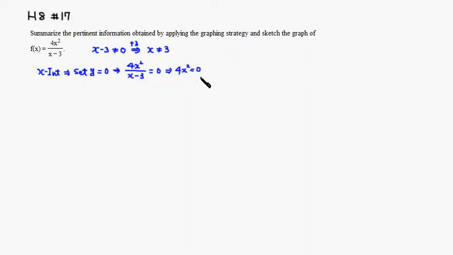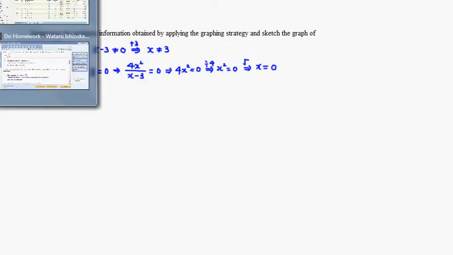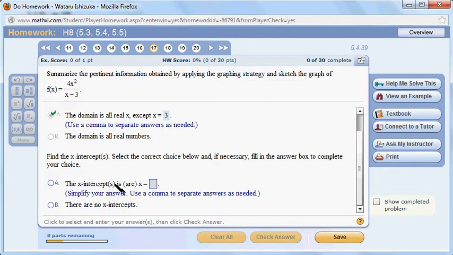Then you can just divide through by 4. So x squared is equal to 0. Then take the square root of both sides. So x is equal to 0. Let's type that in. So the x-intercept is just x equals 0. Let's check that. We got that.